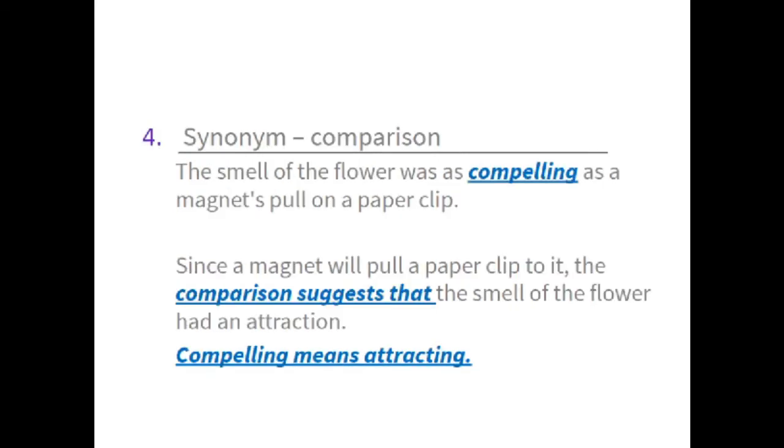Right. So the next type of context clues is synonym, or when we make comparison. For example here, the smell of the flower was as compelling as a magnet's pull on a paper clip. So here, since a magnet will pull a paper clip to it, the comparison suggests that the smell of the flower had an attraction. So compelling here means attracting.